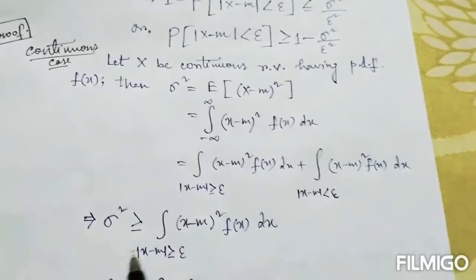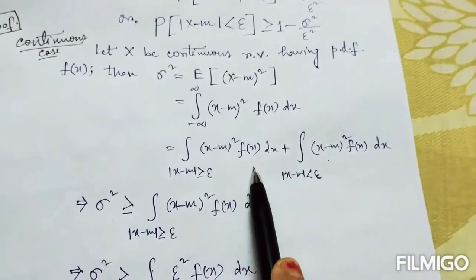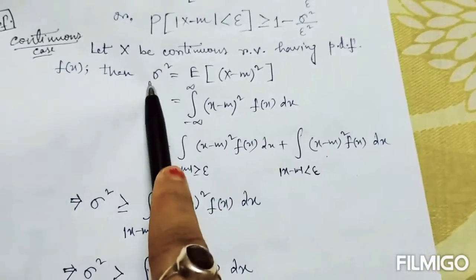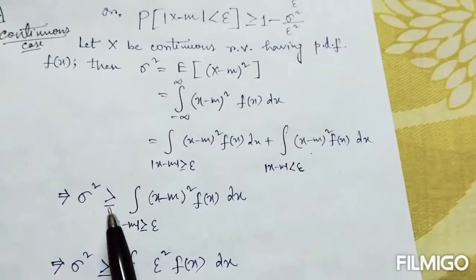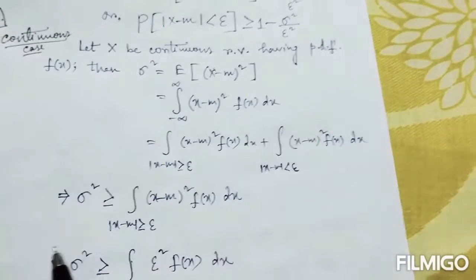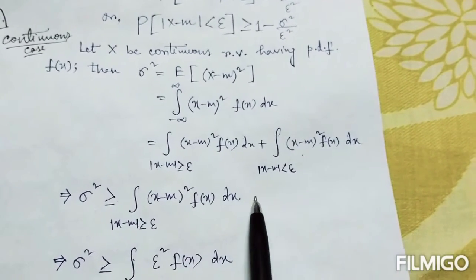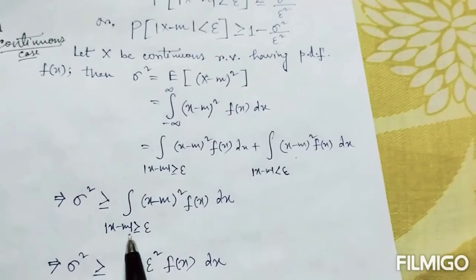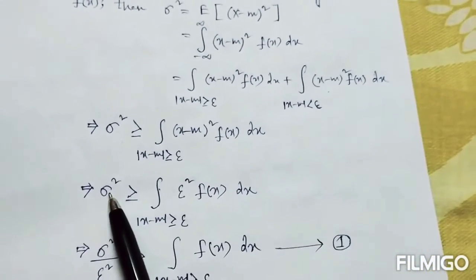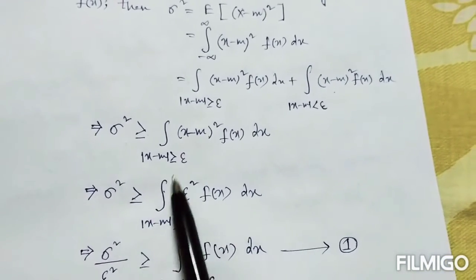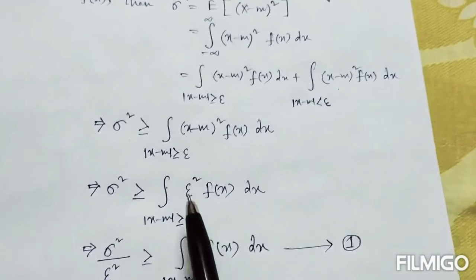So sigma square is equal to the sum of these two, then sigma square must be greater than or equal to one of them. That is, sigma square greater equals to integration of x minus m the whole square fx dx on the limit mod x minus m greater equals to epsilon.